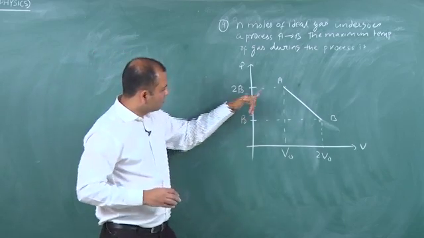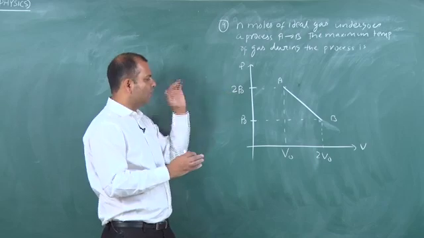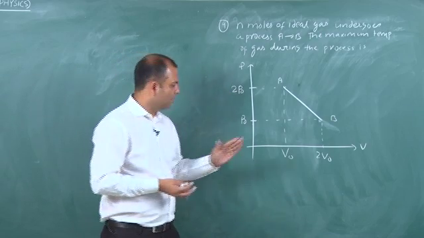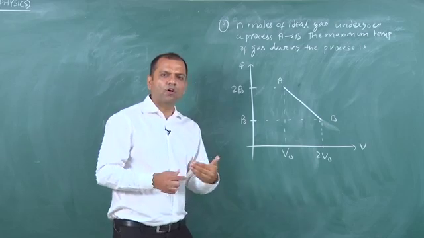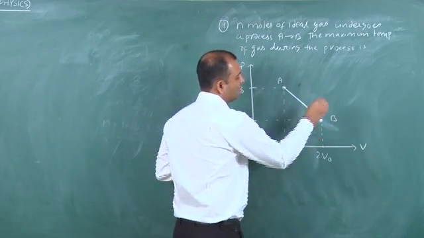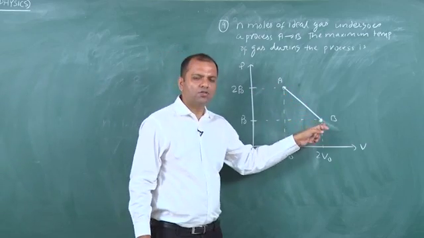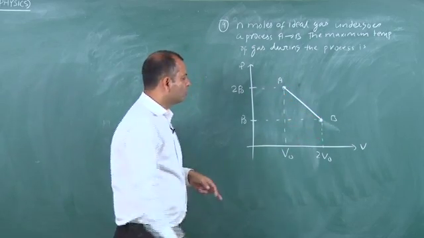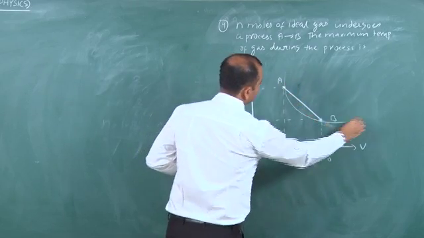The pressure in moving from A to B varies between P naught and 2 P naught, the variation in volume is between V naught and 2 V naught. So, it is very straightforward to see that the product of pressure and volume at point A and at point B will be the same. The product here is 2 P naught V naught and the product here is also 2 P naught V naught. So, both of them obviously are going to lie on the same isotherm.